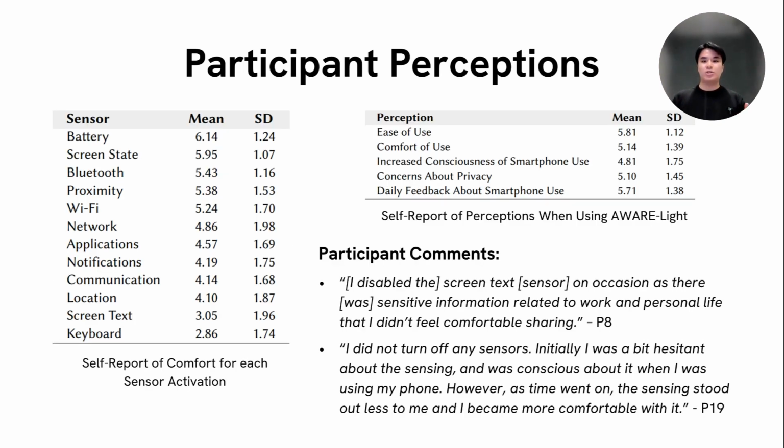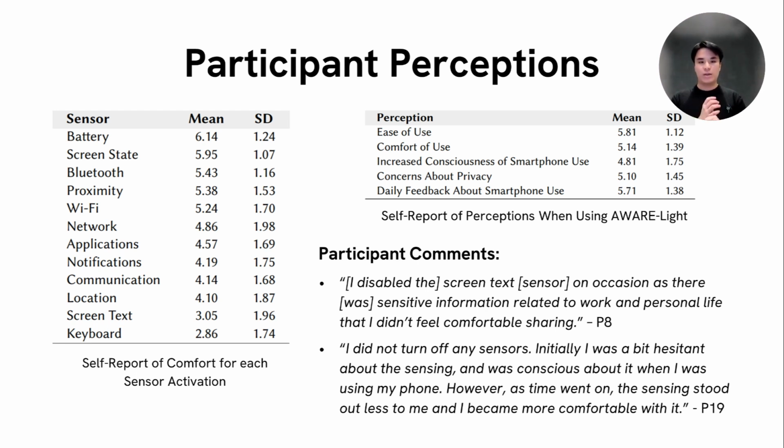In our debriefing questionnaire, we asked participants to provide feedback on how they perceived smartphone sensing using the Aware Light application, and also how they felt about data collection from each sensor. Overall, they found the app user-friendly and it made them more aware of their phone use, though privacy concerns were noted. Most participants were open to using the app if they could receive future insights on their usage patterns.